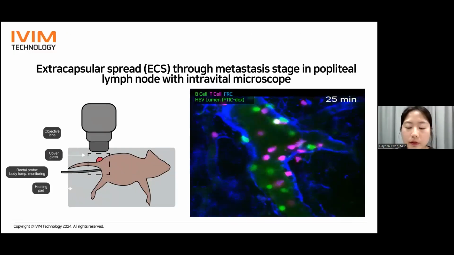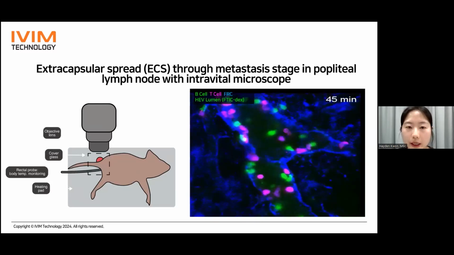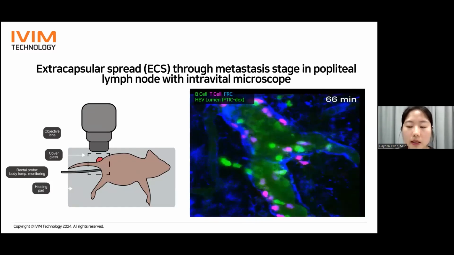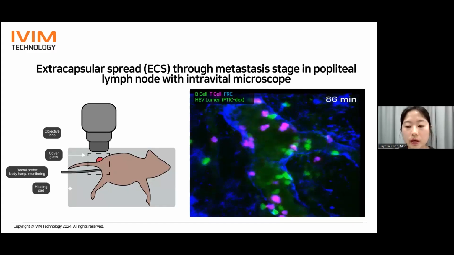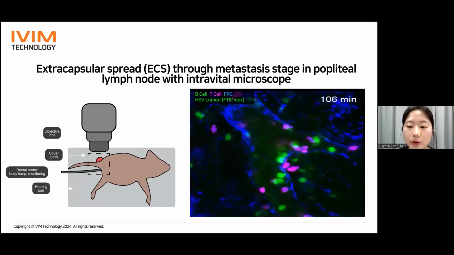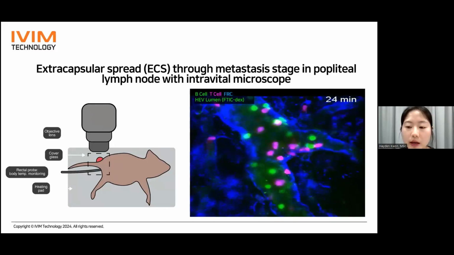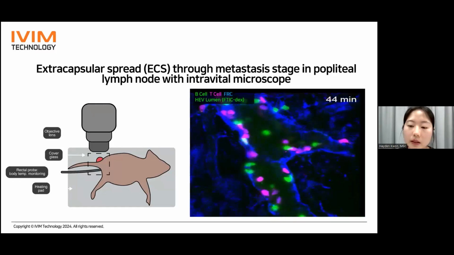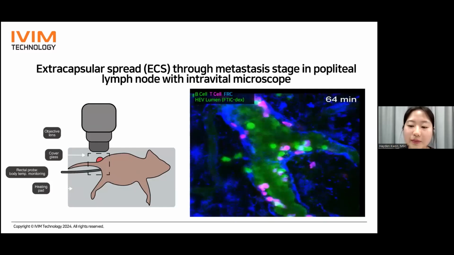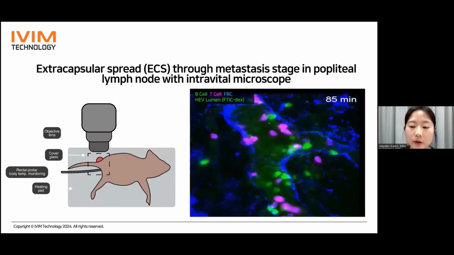So we have confirmed the feasibility of tracking the formation process of melanoma in the inguinal and the popliteal lymph node. Next, we would like to re-examine whether it is possible to visualize the metastatic process of melanoma step by step using in vivo microscope.